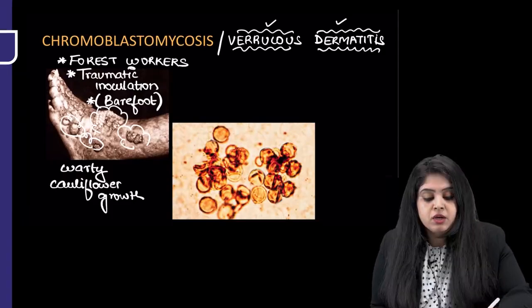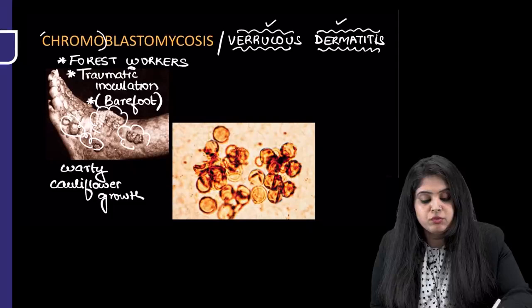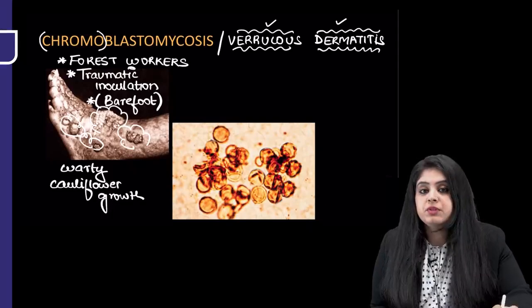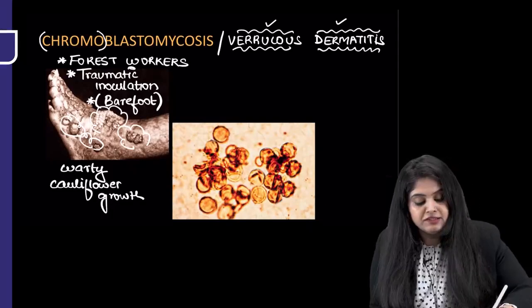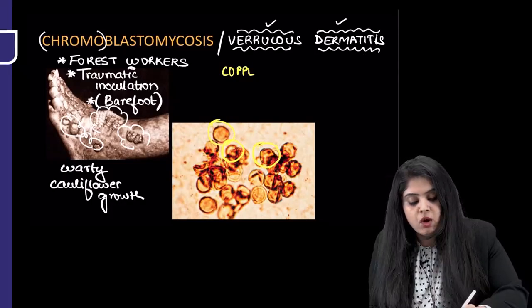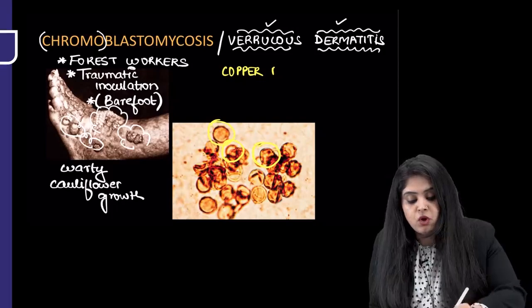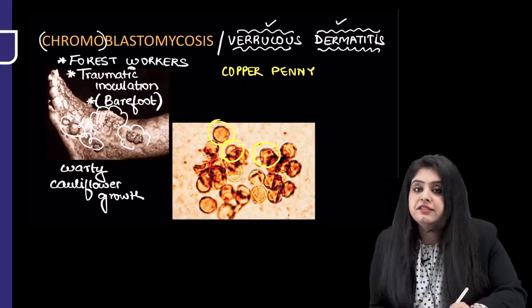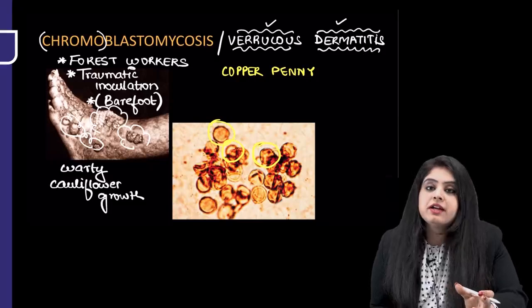What is the other name? Chromoblastomycosis. So yes, what is this chromo? Chromo means something to do with color, right? And I can see the color in front of me. What is the form that you're seeing over here under the microscope? We see the very famous copper penny bodies. The copper word is telling me that yes, there's a brownish color. That is why I called it chromo.